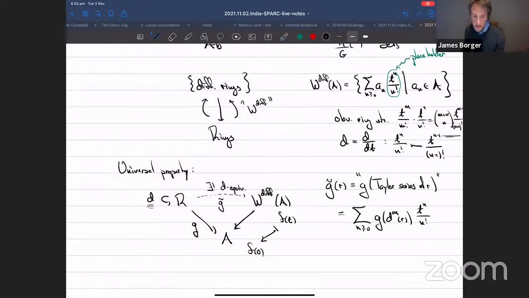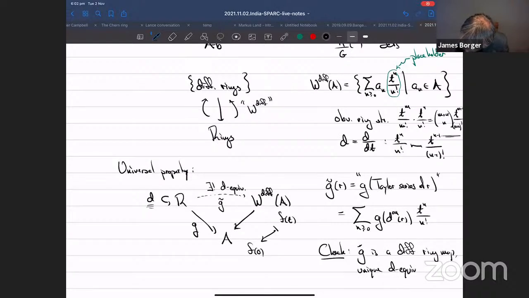And then you want to check that G tilde is a differential ring map and the unique D-equivariant lift of G. So intuitively, why is it a ring map? Because the Taylor series of a product is the product of the Taylor series of the two factors. So that I guess that's maybe a theorem.